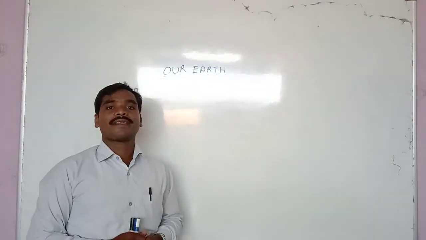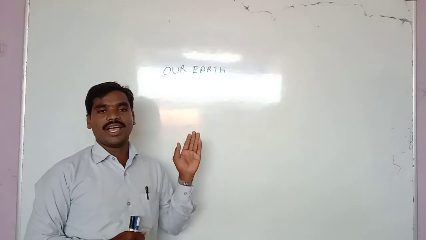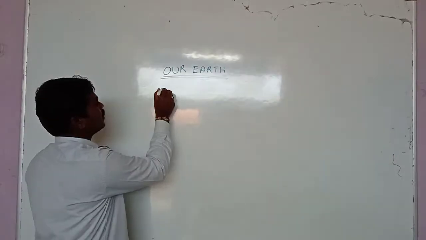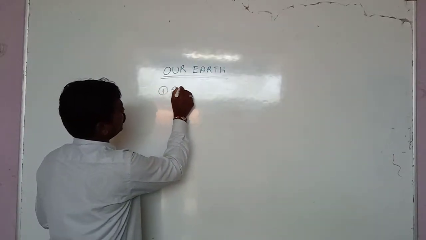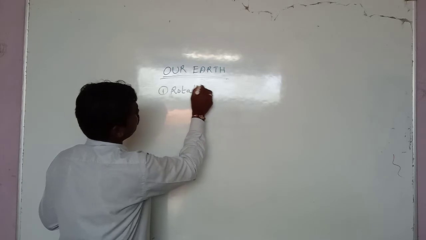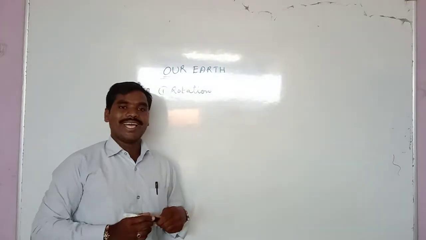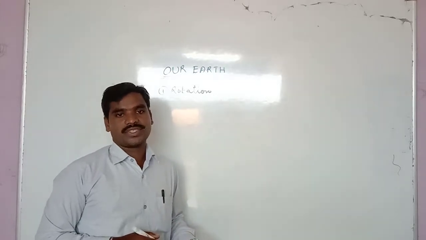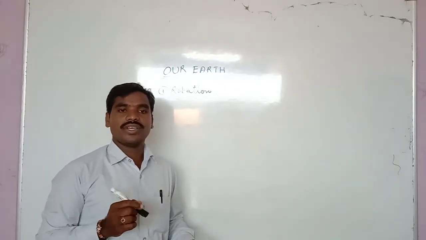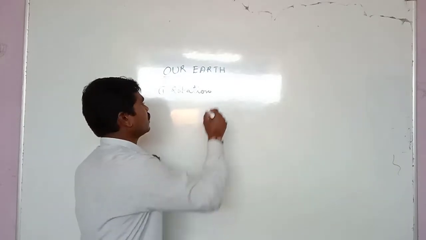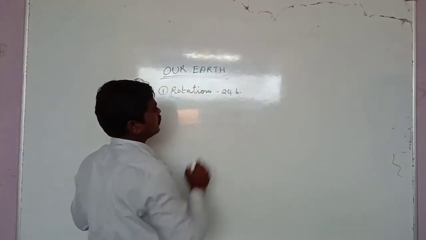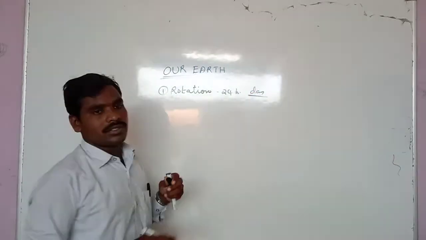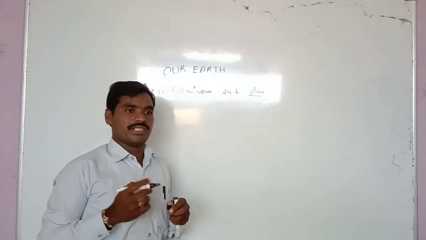First of all, we have to discuss the motions of the earth. It has two motions. The first is rotation. What is called the earth's rotation? It means the earth always rotates itself. For one rotation of itself, it takes 24 hours. 24 hours means one day. One day consists of day and night.